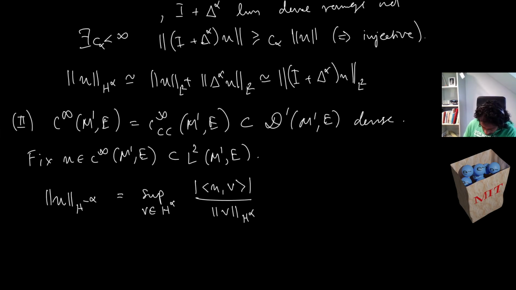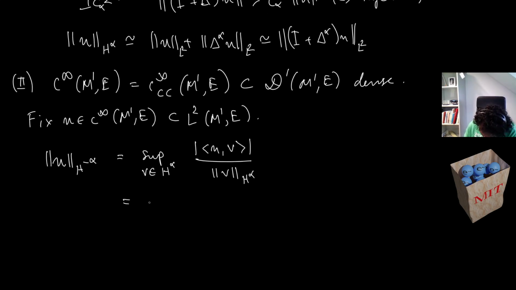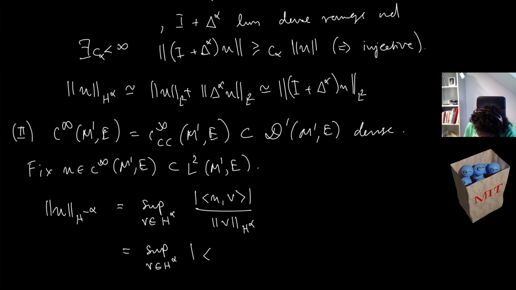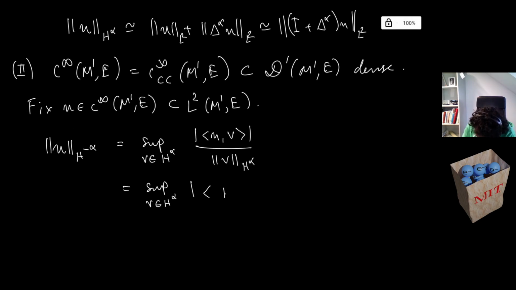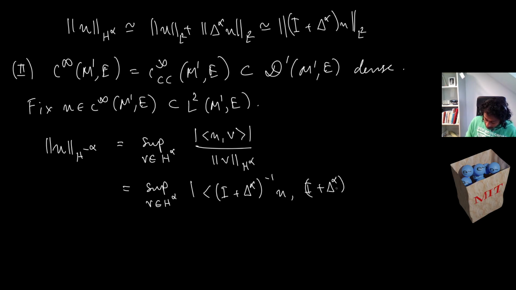Okay. So now the point is that I'm going to write here. I said here that there is a unique bounded inverse for this operator. So let me write (1 plus Laplace to the alpha) inverse of u. And now I'm going to write (1 plus Laplace to the alpha) v.